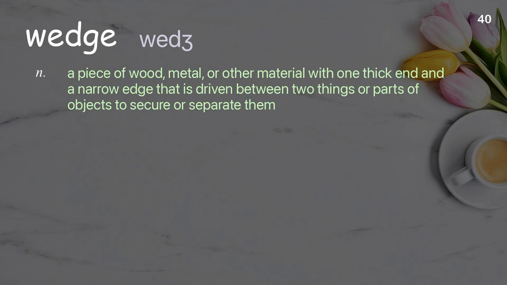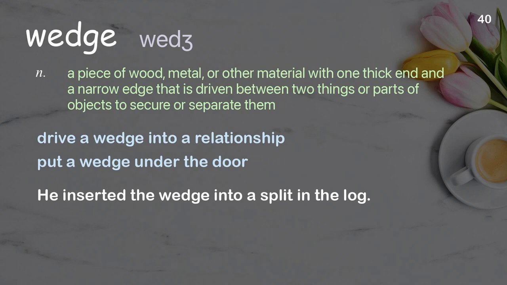Wedge. A piece of wood, metal, or other material with one thick end and a narrow edge that is driven between two things or parts of objects to secure or separate them. Examples. Drive a wedge into a relationship. Put a wedge under the door. He inserted the wedge into a split in the log.